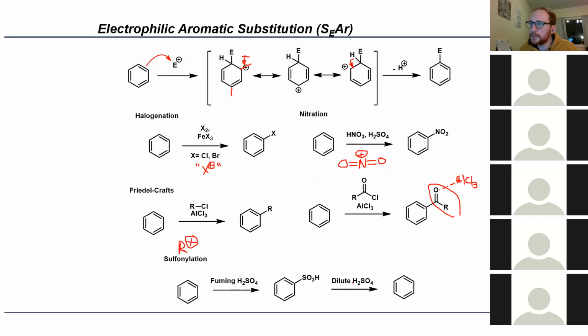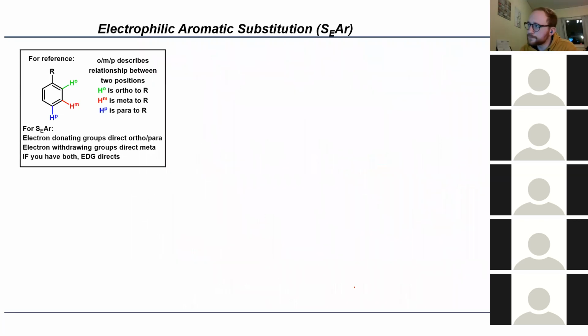Any questions on electrophilic aromatic substitution chemistry part 1? Okay, then we're going to move on to electrophilic aromatic substitution part 2. In this part, we think about what happens when we're trying to do electrophilic aromatic substitution when we already have a substituent on the benzene ring.